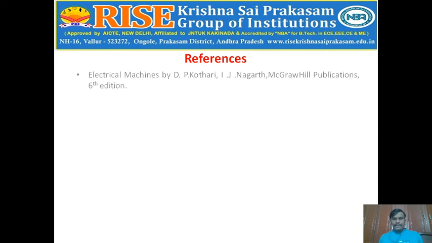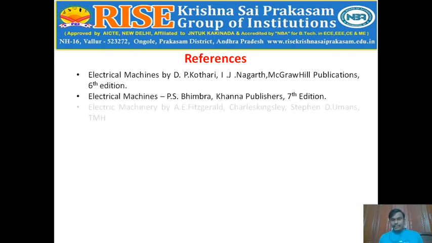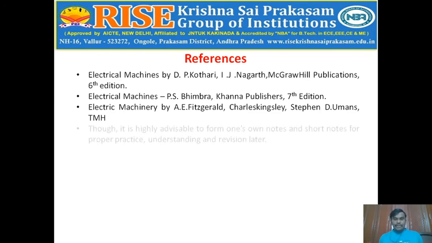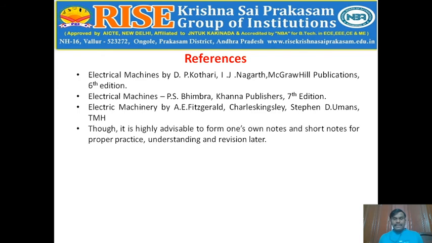Coming to the references, there are many textbooks, as it is a standard subject. Electrical Machines by Nagrath and Kothari, Electrical Machines by P.S. Bimbhra, and Electrical Machines by Stephen Chapman. These three are very important for theory and for problems. We can solve the problems and go through the exercises.